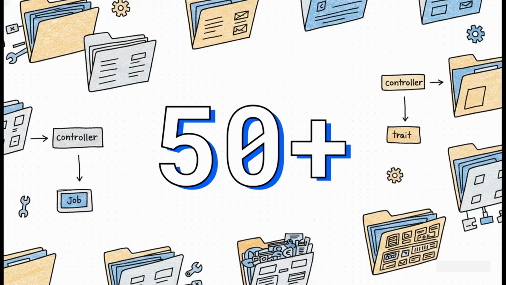Picture this. In a real breathing production application, you might easily wind up with 50+ controllers, maybe 30 different services, over 20 jobs, and let's throw in 15 model traits just for fun. If every single one of those files is just crammed into a single flat directory, you are going to spend way more time just scrolling and searching for files than actually writing code. It's incredibly painful to manage.